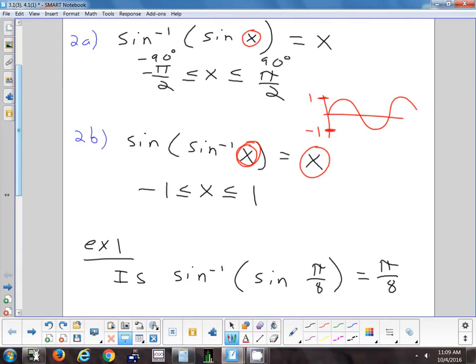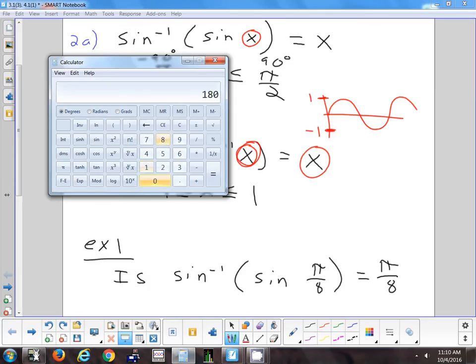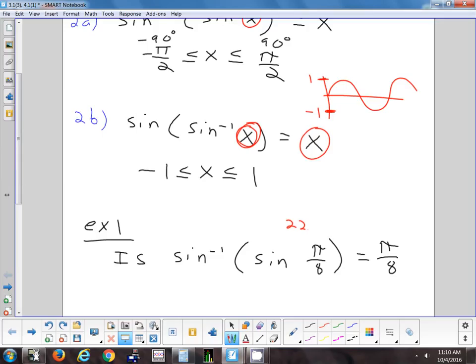Convert it. Yeah, what could you convert it to? Degrees. Yeah, you could change it to degrees and see, are you between -90 and 90? If you're good with radians, do it in radians. Okay, but I'll change it to degrees if that helps. It's 22.5 degrees.